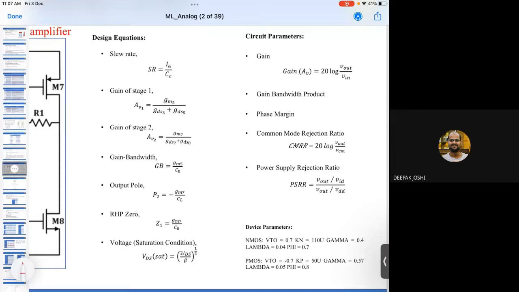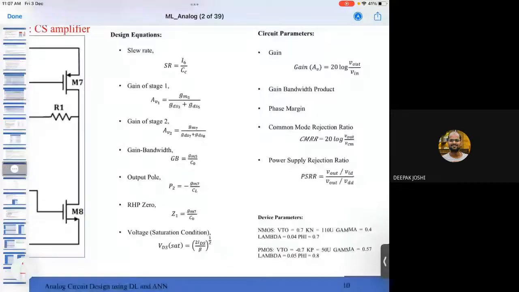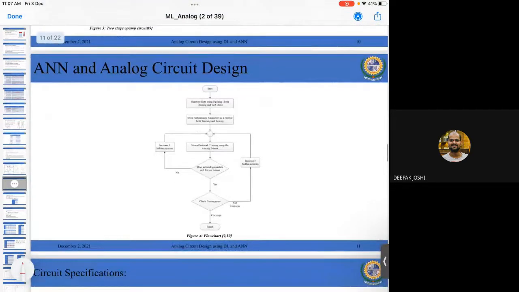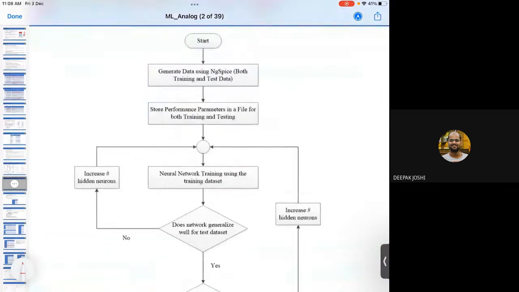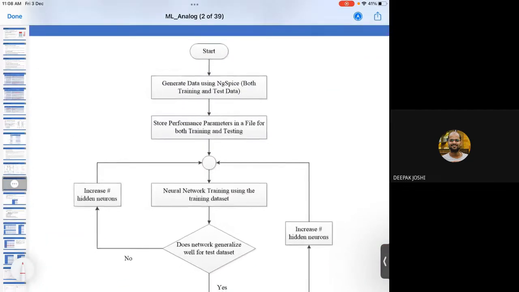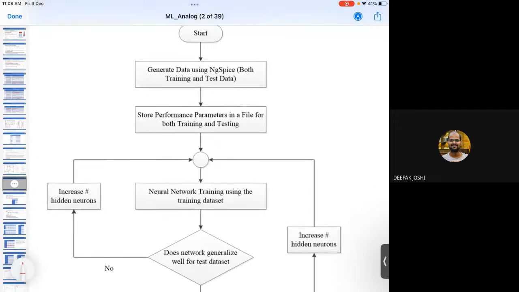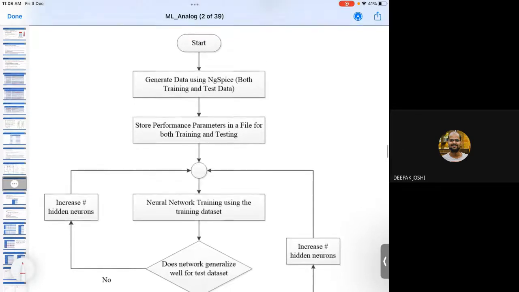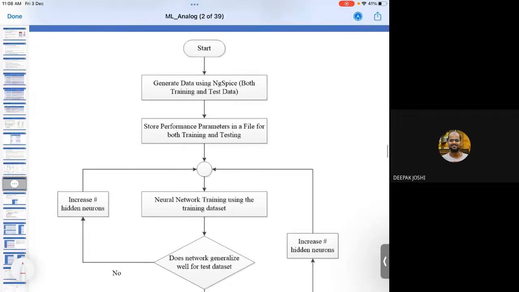Earlier, at the elementary level, the application of machine learning for analog circuit design. We are trying to excel in this area right now, but these are the elementary results which I will be showing you. Okay, so now this is the flow chart that shows how we have applied this ANN in order to generate the better results.